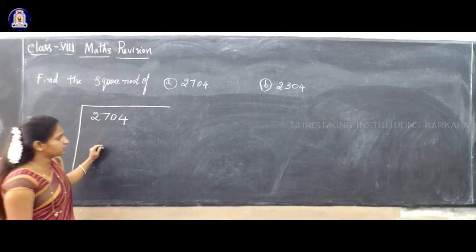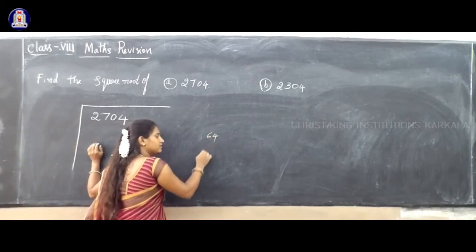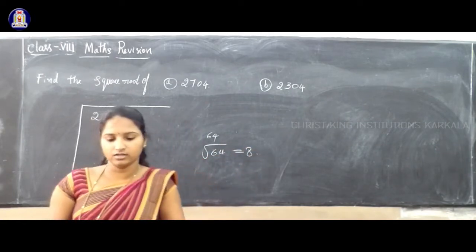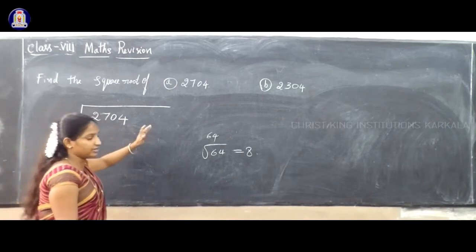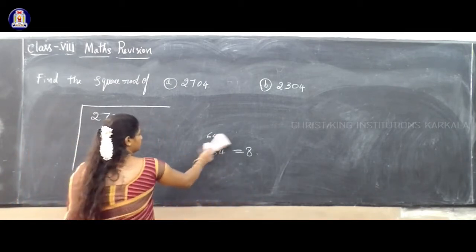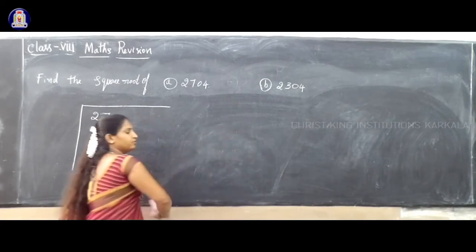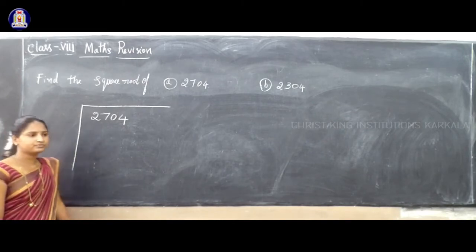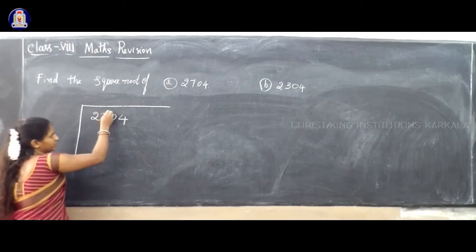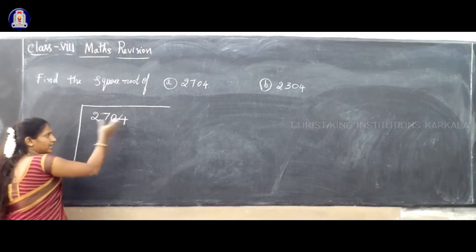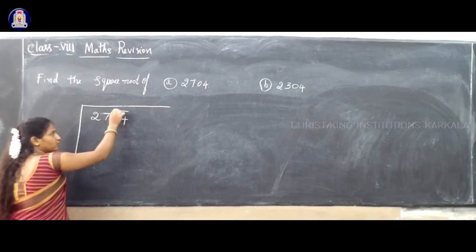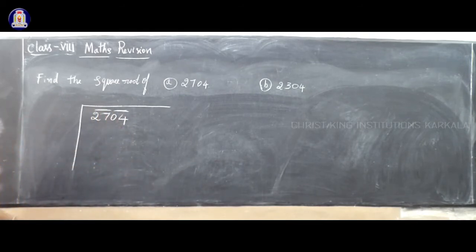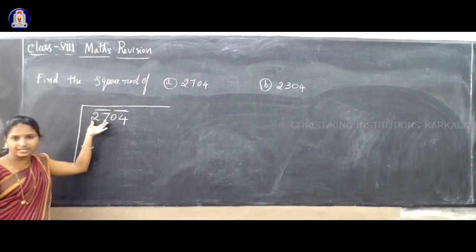Suppose if they ask to find the square root of 64, easily you write the square root of 64 is 8. But if they give a large number or a bigger number like this, 2704, can you find the square root of this without solving? No. So you have to do the method, that is the square root division method. First step, you have to make groups like this. For 2704, you should start from the last: 04 is one group and the remaining term, 27, is another group.